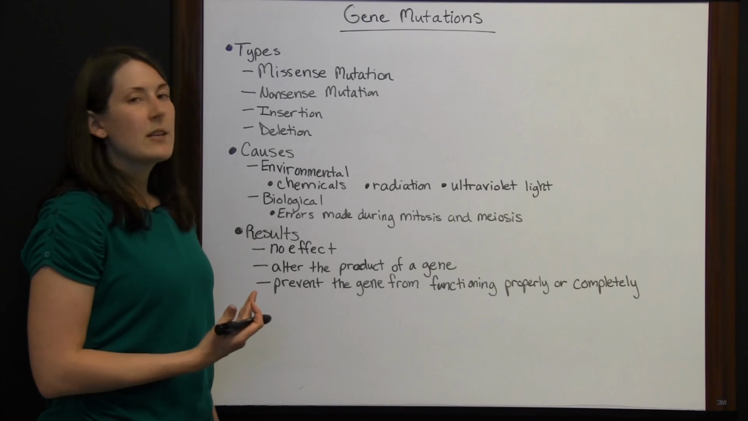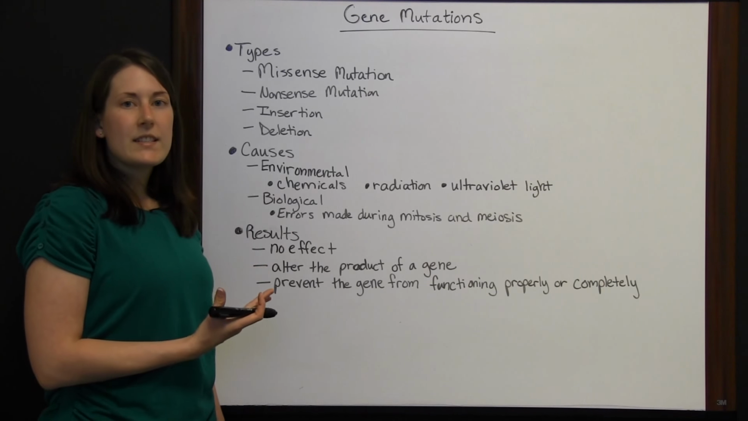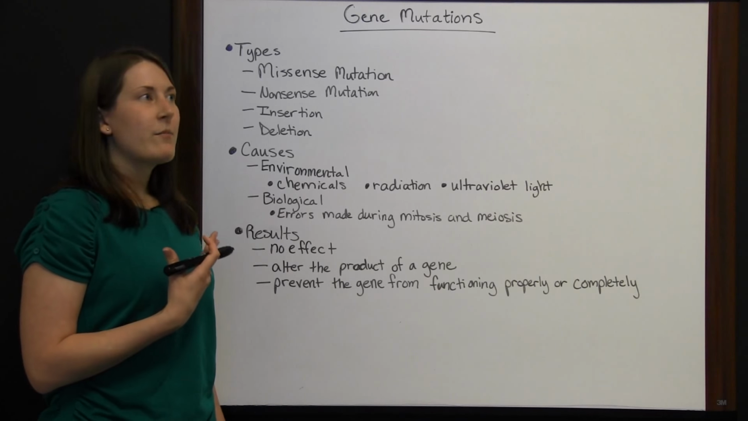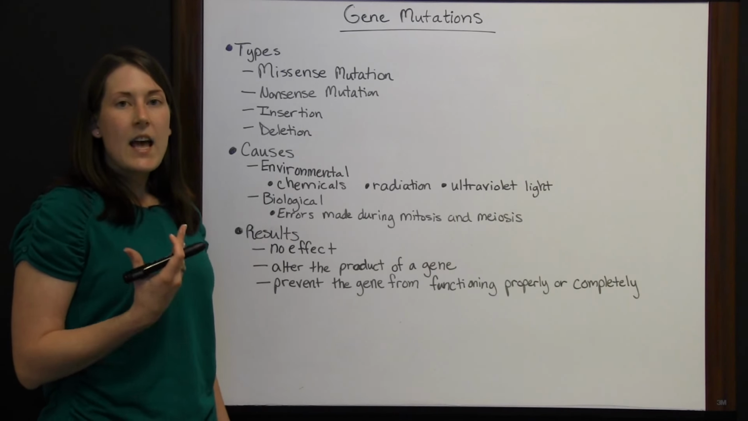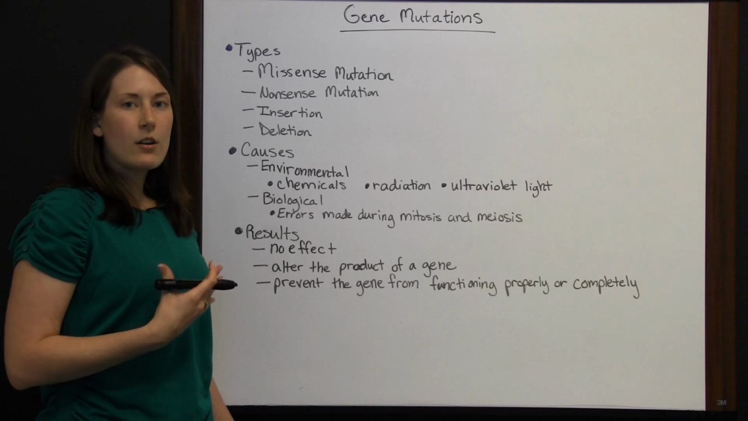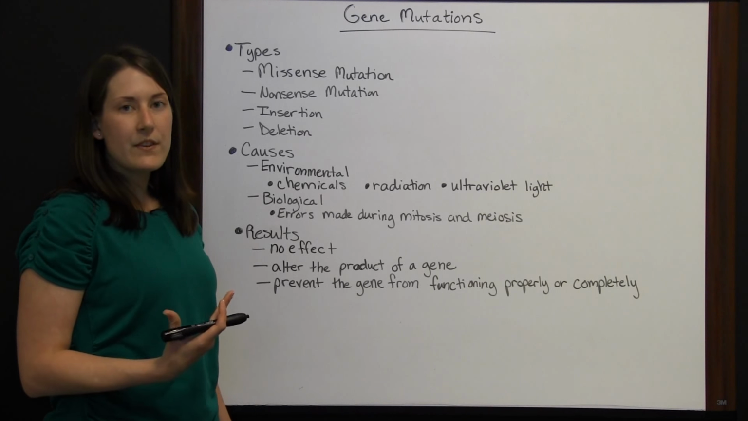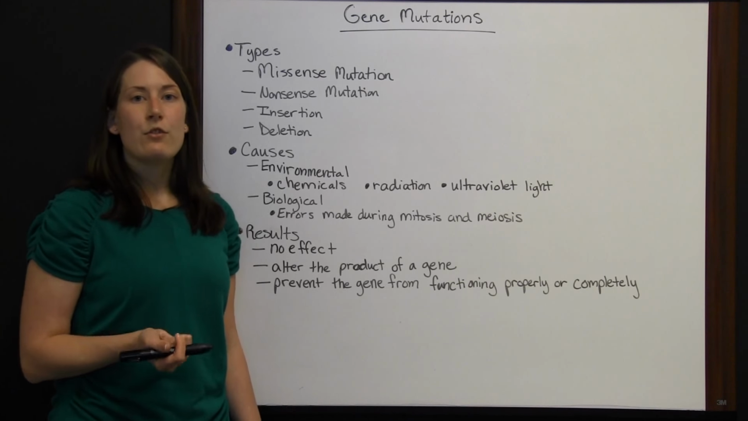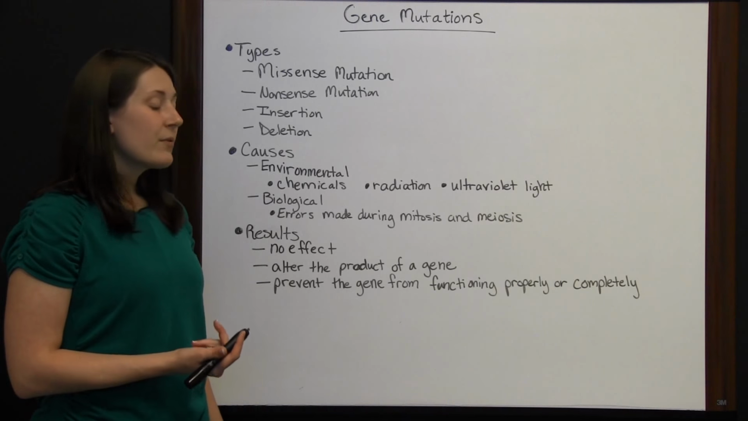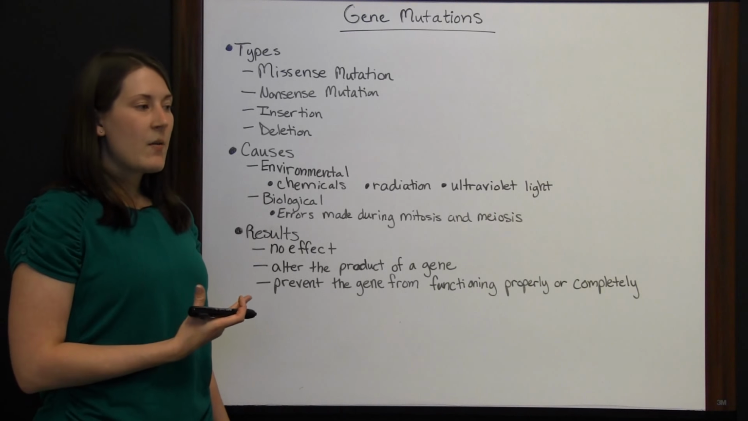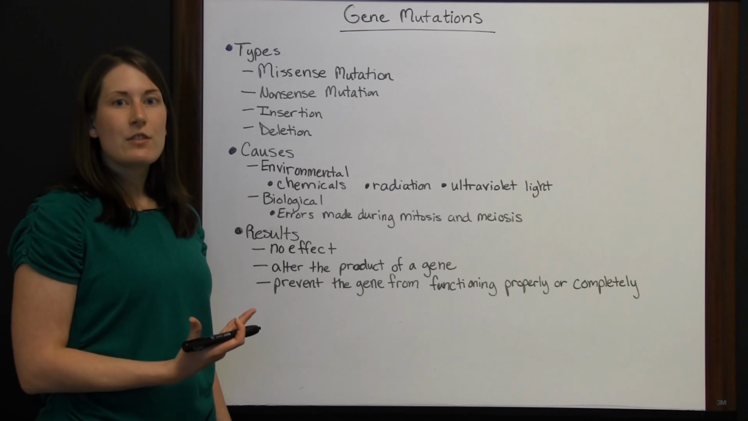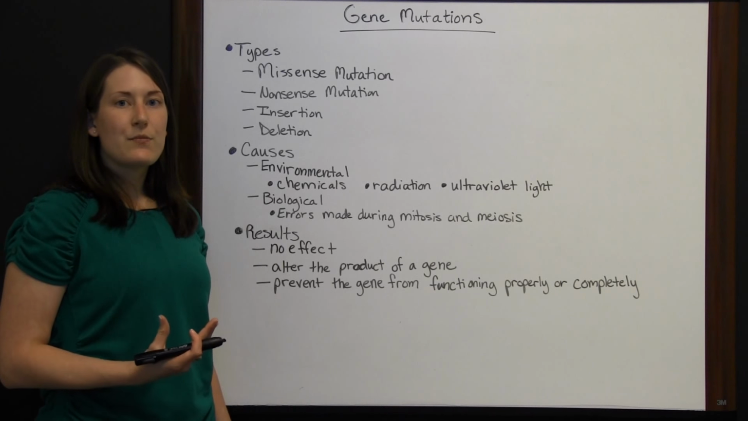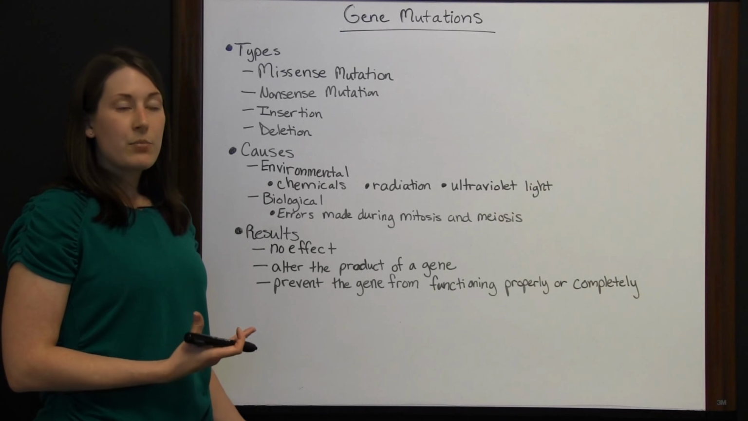And the results can be neutral. For instance, a gene mutation in your eye color. You can have brown eyes, blue eyes, green eyes, and the mutation doesn't harm you or benefit you. Generally, it's just going to be a difference, and so it would be a neutral mutation. You can have harmful mutations, such as the one that causes Down syndrome. You've got an extra chromosome there, and that mutation causes physical and mental problems.